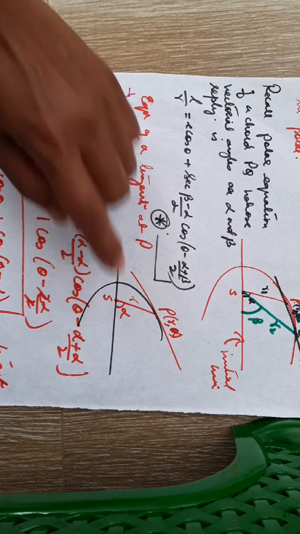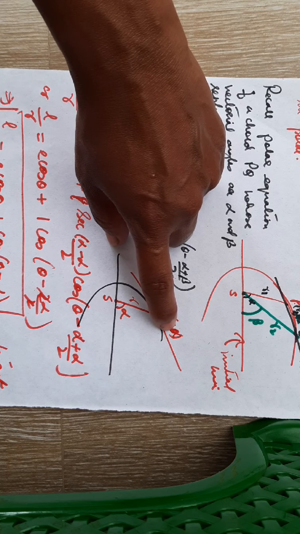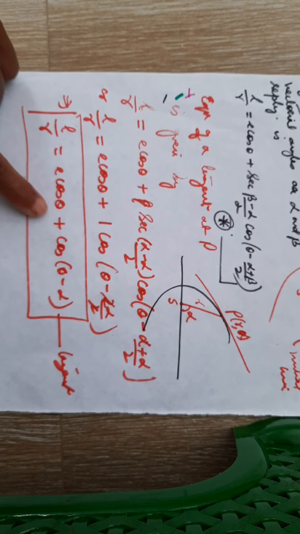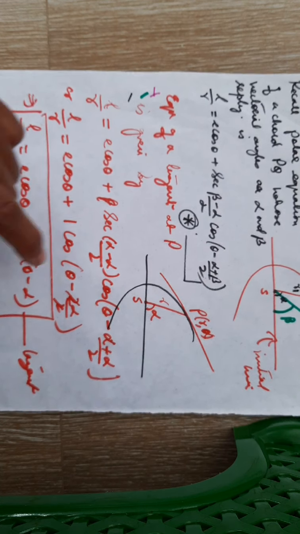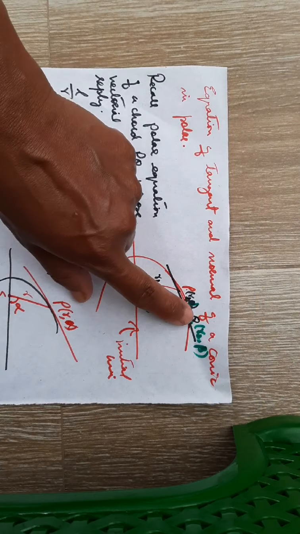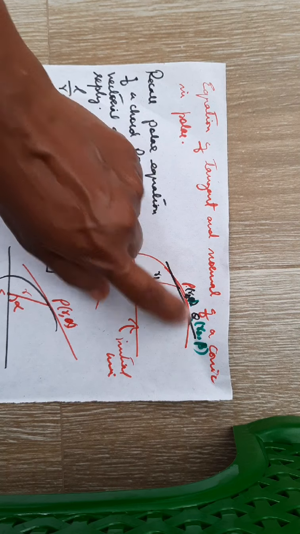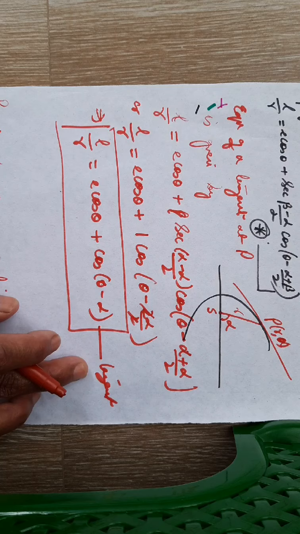So the equation of the tangent at point P, whose vectorial angle is alpha, is given by the formula L by R is equal to E cos theta plus cos of (theta minus alpha). You can see that you can derive the equation of the tangent from the equation of the chord by letting Q coincide with point P, that is by letting R2 tend to R1 and beta tend to alpha. So this gives you the equation of the tangent.